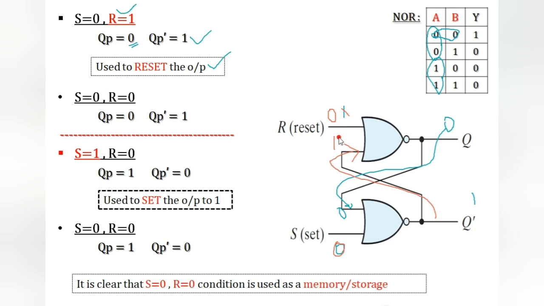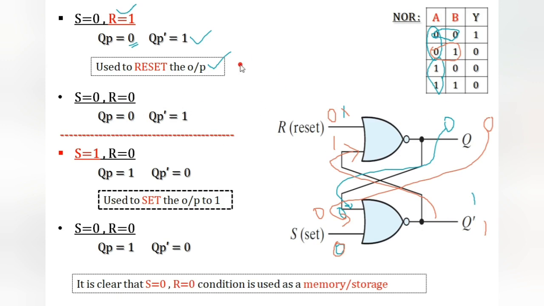So 0, 1. Observe, 0, 1. It results 0 as output. This is my new output. So this output I am giving to this circuit. So 0, 0 are my inputs. 0, 0. My new output is 1. So in the 0, 0 condition, my new outputs are 0, 1. Observe, Q is 0, Q bar is 1.